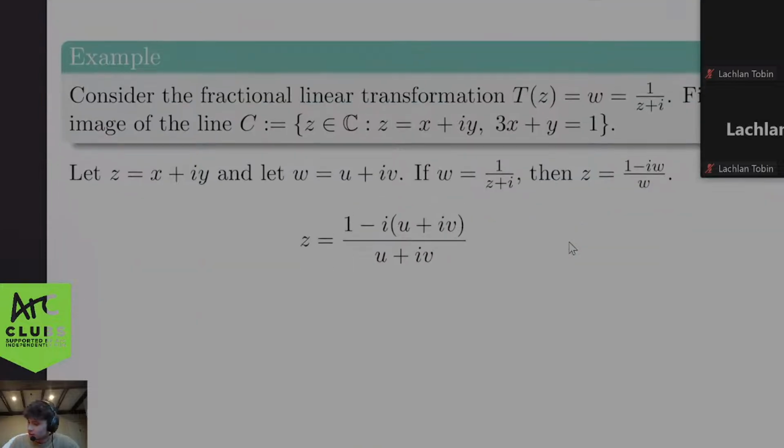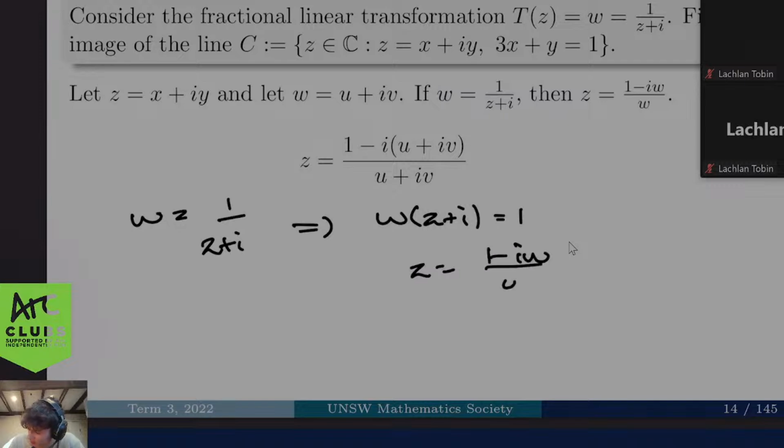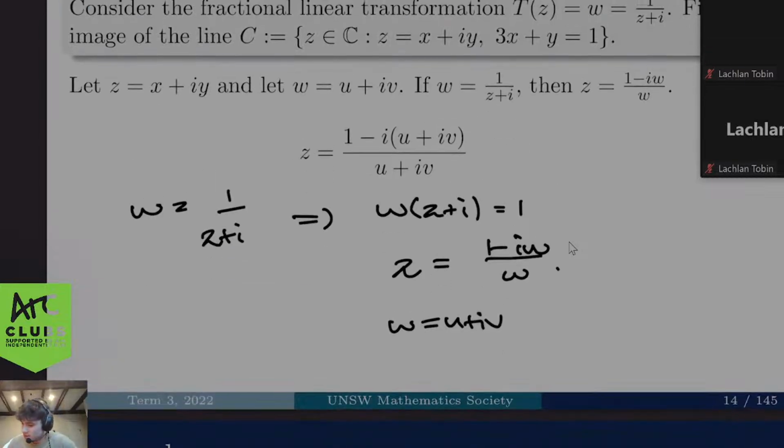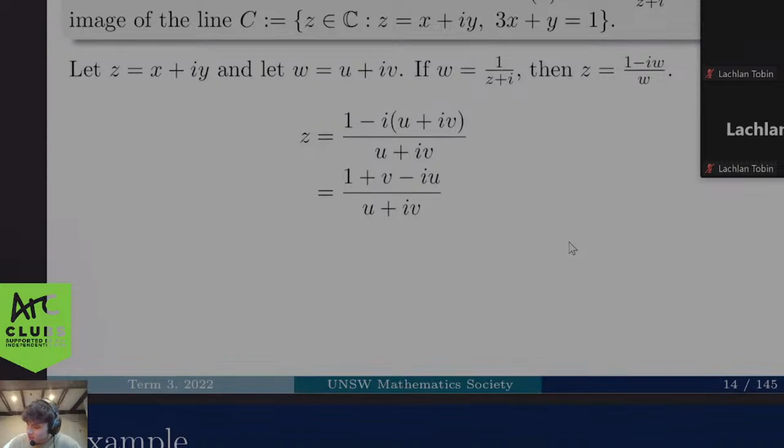Alright, so now notice that if w equals 1 on z plus i, we can do some simple rearrangement. So we can say w times z plus i equals 1. So then we can rearrange to get z equals 1 minus iw on w. Okay? And now what we can do is substitute w equals u plus iv to get real and imaginary parts, kind of. So if we actually make that substitution, what we'll get is this. We'll get 1 on u plus iv minus, we'll get this expression here, which we're then going to simplify to look like this.